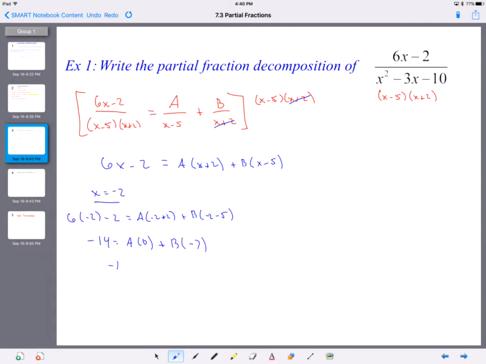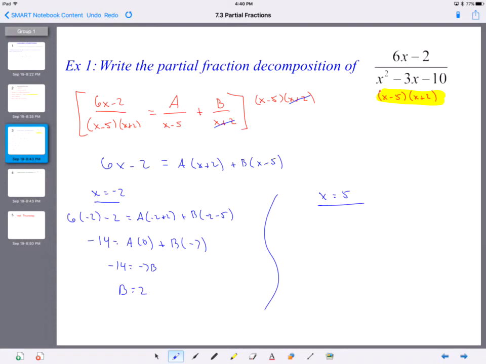So what we're left with is negative 14 equals negative 7b, divided by negative 7, and b is equal to 2. And then we'll do the same thing with the other excluded value of x equals 5. And when I'm talking about the excluded values, I'm talking about the values in the denominator that are your restrictions. And so those are 5 and negative 2.